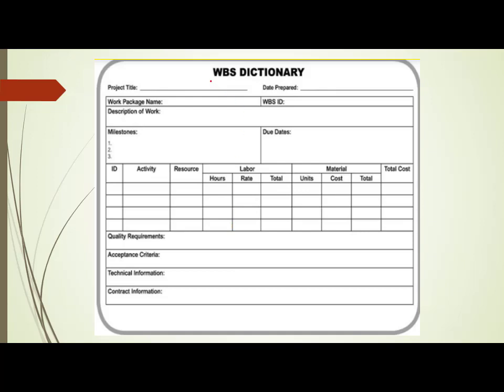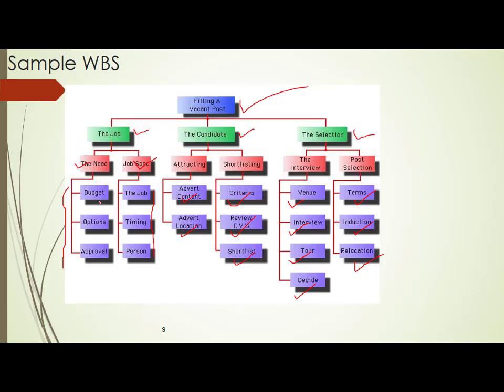Now this is called a WBS dictionary. Now this is very important. So what is this WBS dictionary? I take one work package. So let's take this work package. For example, say I have a work package called advertising content. This is my work package.